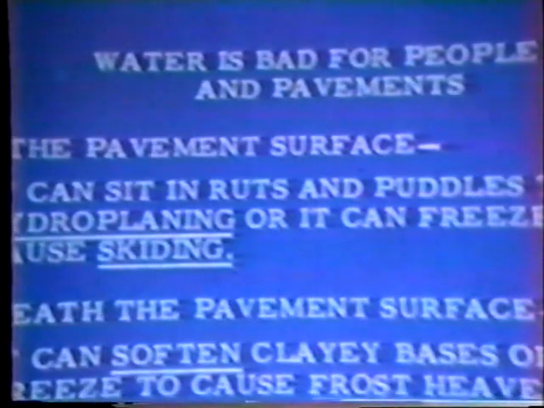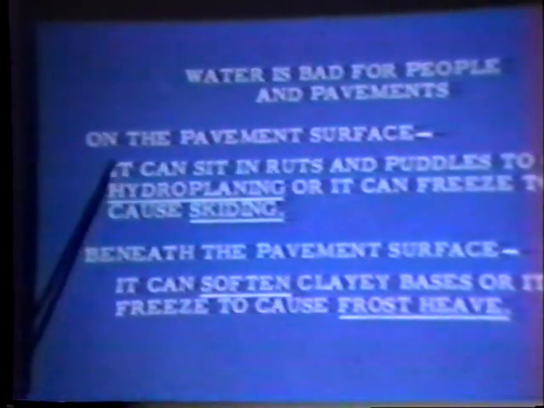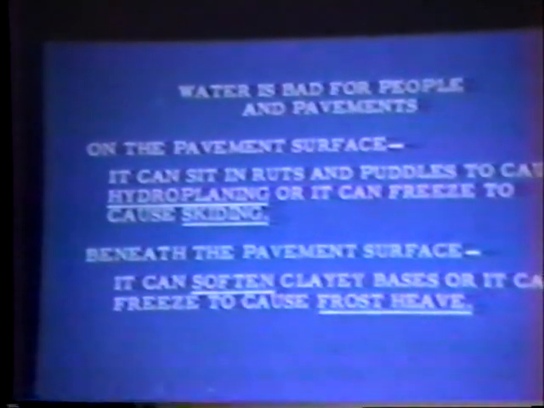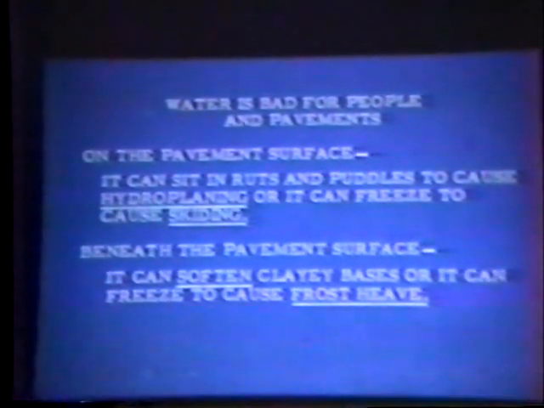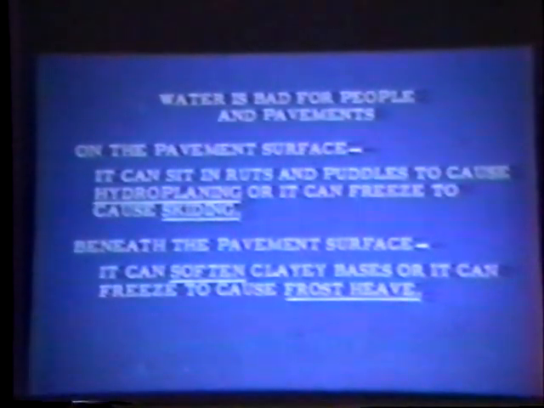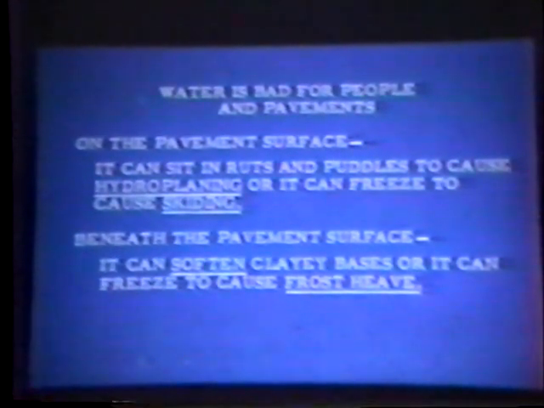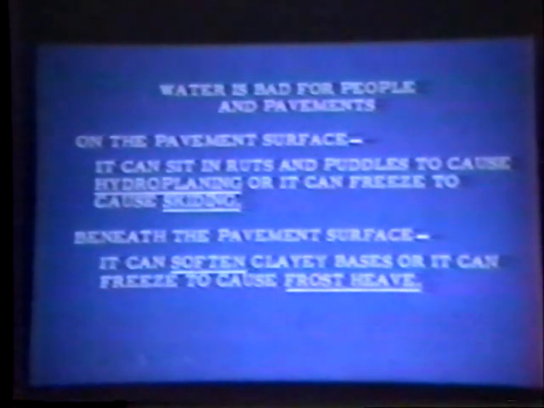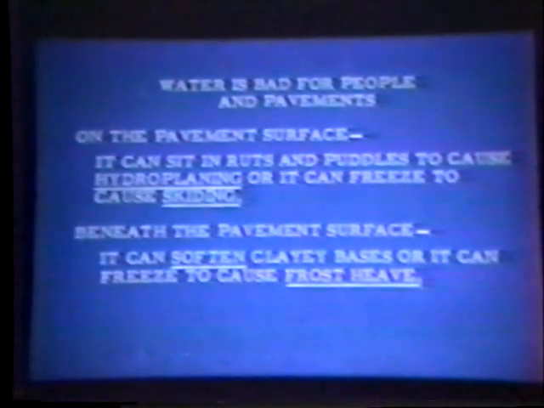Water is bad for the people and the pavements, people driving on the roads and the pavements. On the pavement, if it can sit on the surface in ruts and puddles, it'll cause hydroplaning, which is dangerous at high speed. It can freeze, which of course causes skidding. Worse yet, as it circulates beneath the pavement by trickling in, it can soften clay bases, it can freeze to cause frost heaves, and if there's anything that you carry away today, it's one of the key features of successful road building is to have good drainage.